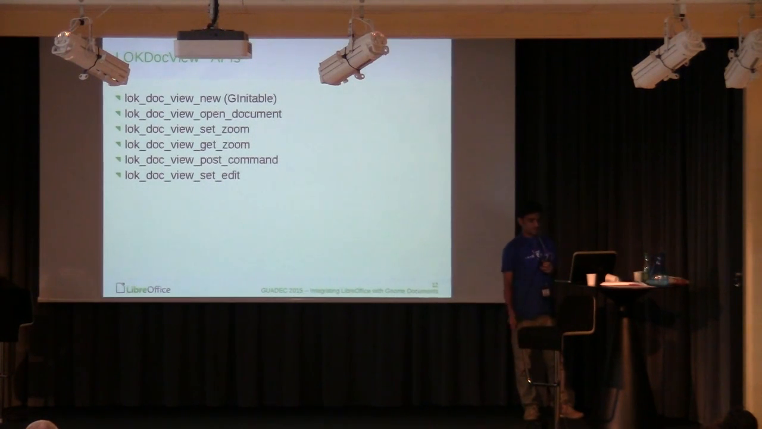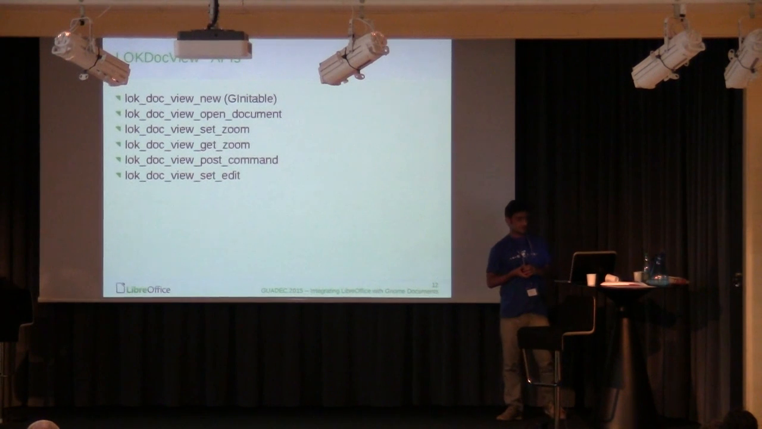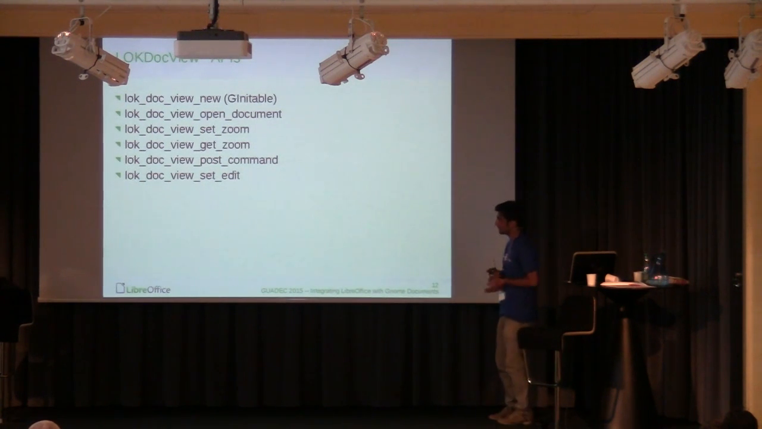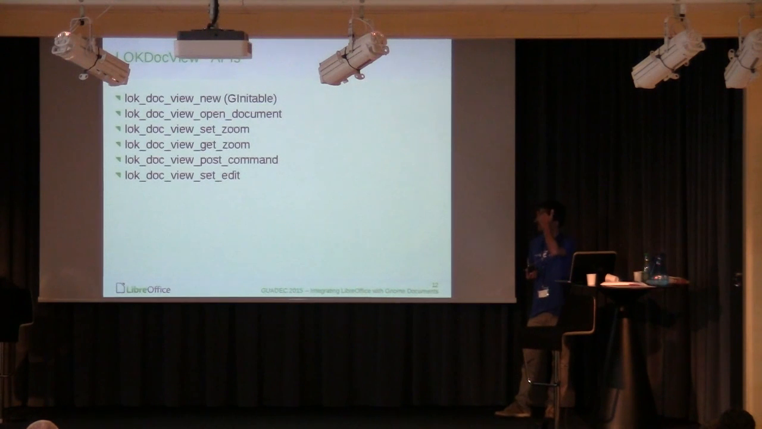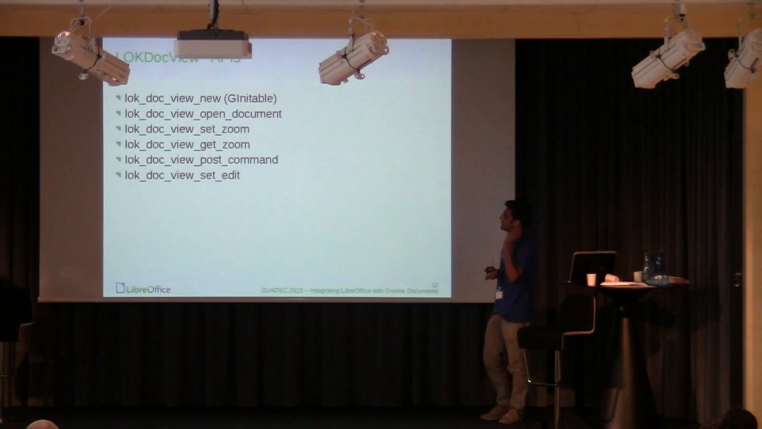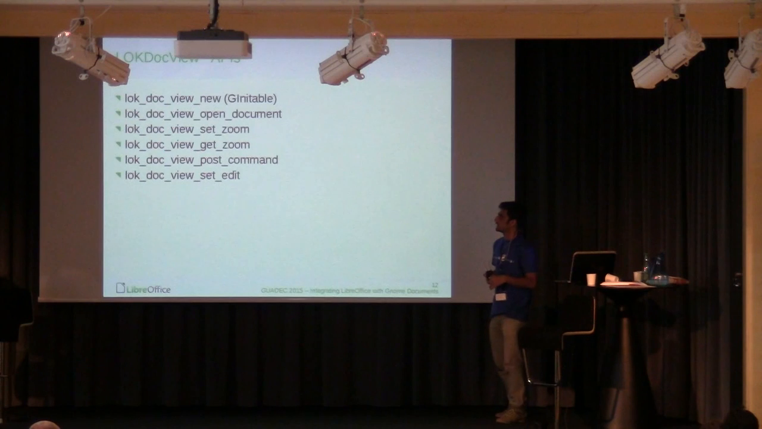So these are the example APIs that are currently present in this widget. For example, you need to get a context first, the LibreOffice LOK view context, which you can do with lok view new, and it implements the GObject interface. The instantiation can fail, so you will get to know that you cannot get a widget instance at this moment.